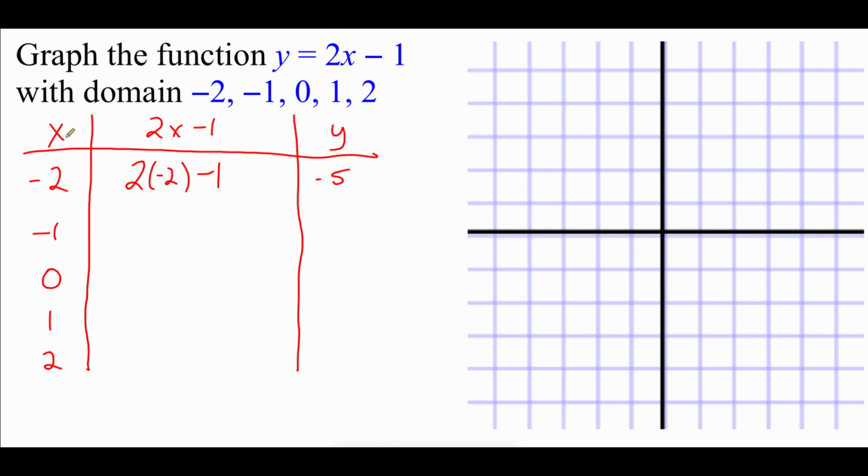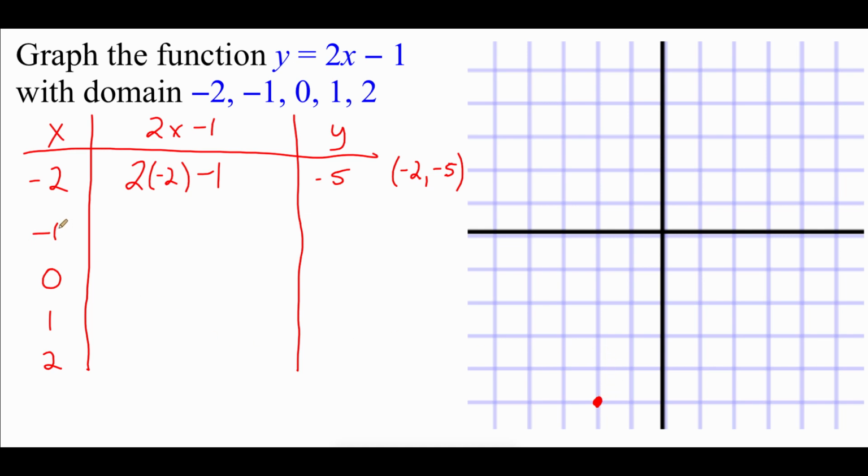Now what we can do with this is take this and turn it into an ordered pair. So because we plugged in negative 2 as the x value and got an answer of negative 5, that all goes together as one ordered pair. So I can take that and plot that out on my grid now. So the negative 2 x value means I need to go left 2 from the origin, and then the negative 5 y value means that I need to go down 5. So there's my first point for this graph.